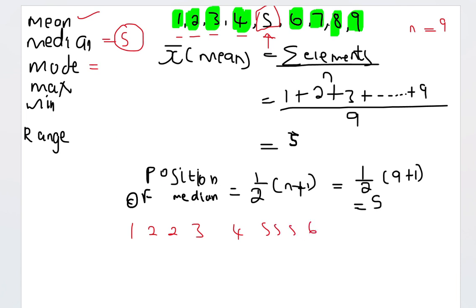What is the mode? The mode is the most appearing number. So 1 comes once, 2 comes 2 times, 3 and 4 come once, and then 5 comes 3 times. So 5 tends to appear most of the time as compared to other digits. So 5 in this case will be the mode. It's the most appearing digit. So the number that comes many times is called the mode.